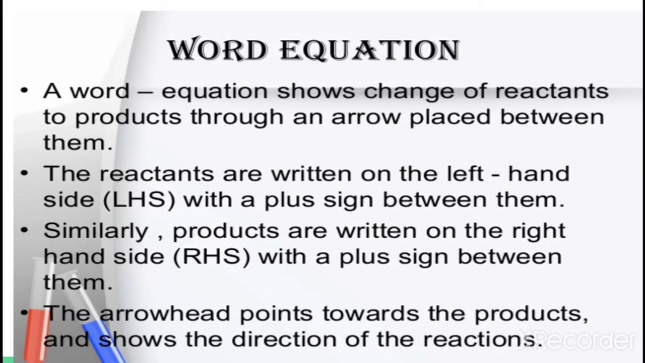In a chemical equation, we write the reactants on the left hand side and the products on the right hand side, with an arrow in between them. Reactants give products. These reactants and products are represented by their symbols and formulae. That is, C plus O2 gives CO2. We can write it like in our text: carbon plus oxygen gives carbon dioxide.